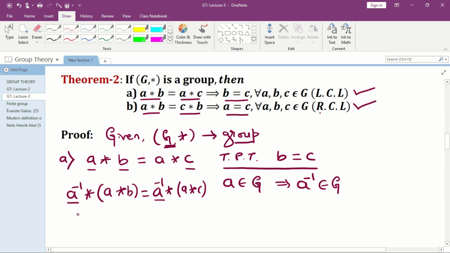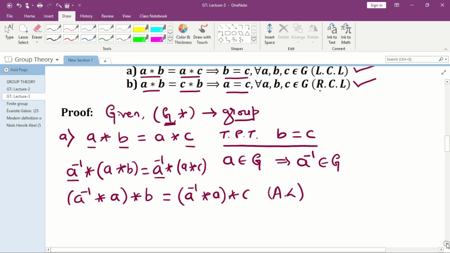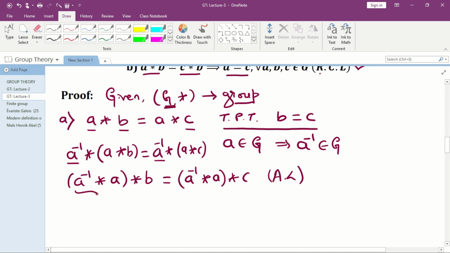Next step, use associative law. Therefore, using associative law, we get (A inverse star A) star B is equal to (A inverse star A) star C. We got this step using associative law. What is A inverse star A? A inverse star A, according to inverse law, I get E, star B. Similarly, A inverse star A, again equal to E according to inverse law, star C.